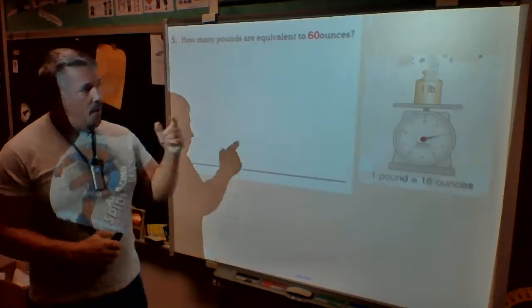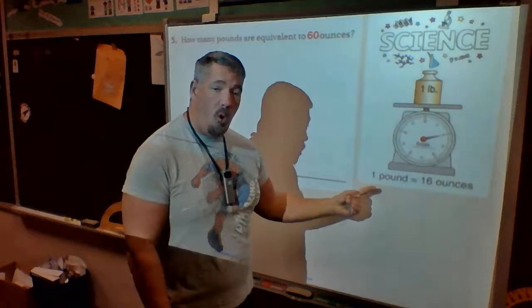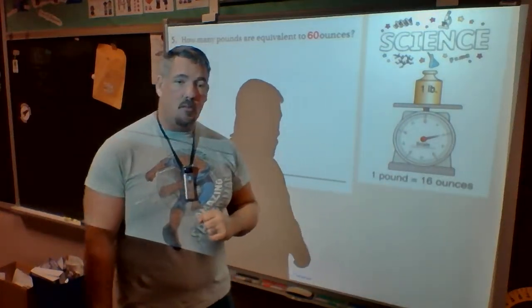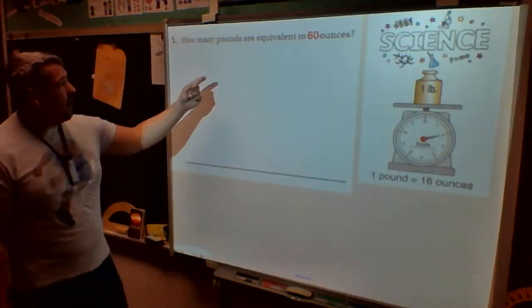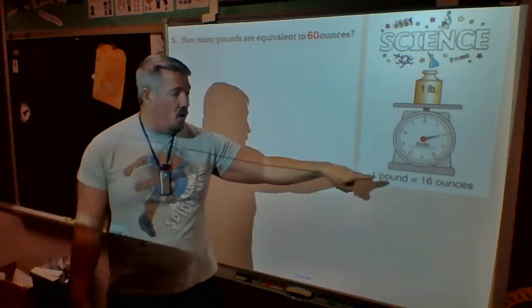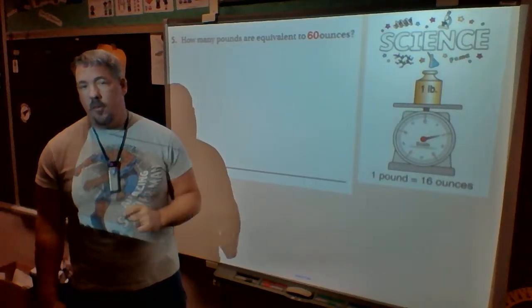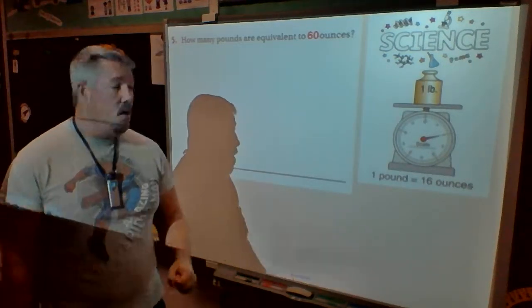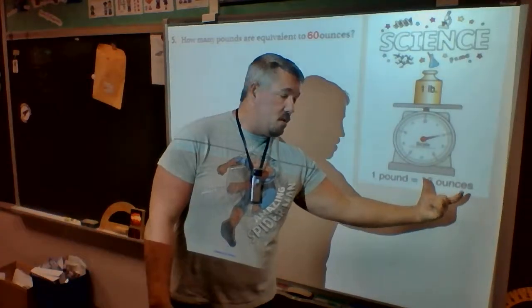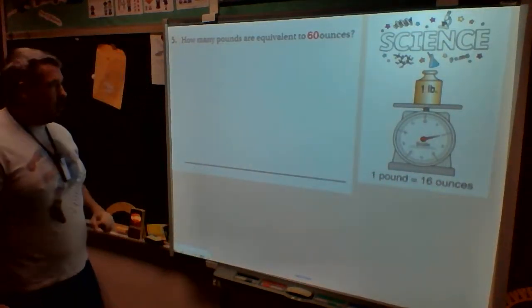So we have to remember in science that we looked at the conversion rate that for every 1 pound, I have 16 ounces. And if I'm told that I have 60 ounces and I want to change it into pounds, then I know I'm going to have to do what mathematically? Hopefully you thought to yourself, I'm going to have to divide, because I'm going from a larger rate to a smaller rate, and I want to put it into smaller groupings of bigger rates.